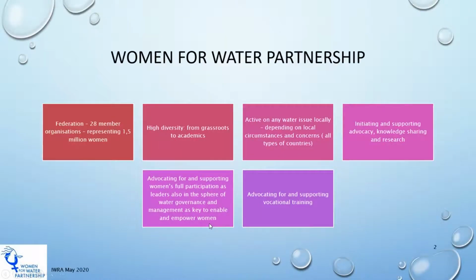Just to give you a quick background on Women for Water Partnership, this is who we are. A federation with 28 members, if you look at our website. But actually a lot of them are umbrella organizations, so there are loads and loads of other women's organizations attached to that. In the end, we figure that we're representing about 1.5 million women across the globe. And my great friends Kusum, Helen and others are part of that.